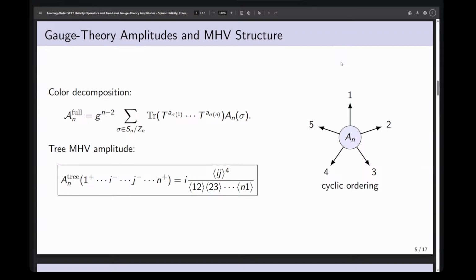G here is the coupling constant, the interaction strength. The trace that is multiplied by T^a here, that's the color structure, the group theory part of QCD. A_n is the amplitude of n particles. MHV is known as maximum helicity violating, the simplest amplitudes: two negative helicities, the rest positive. ⟨ij⟩ are spinor products encoding kinematics. Diagram meaning: particles arranged in cyclic order, reflecting how color flows.